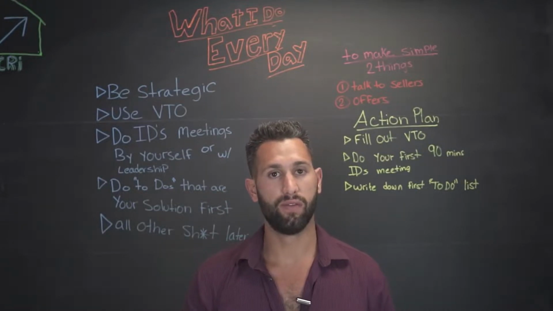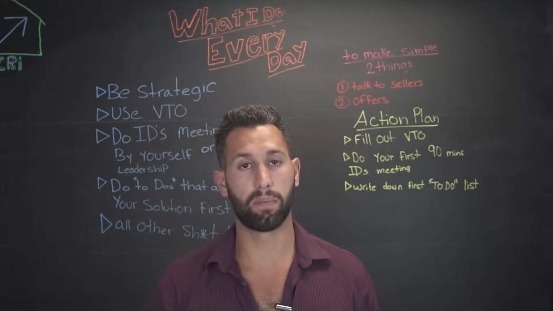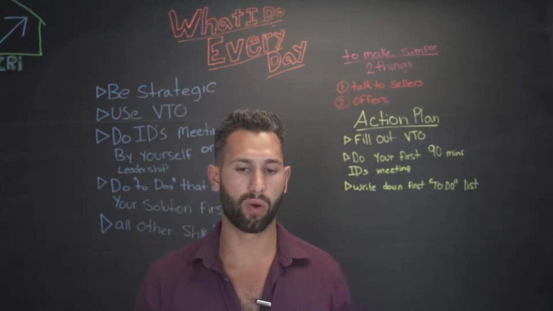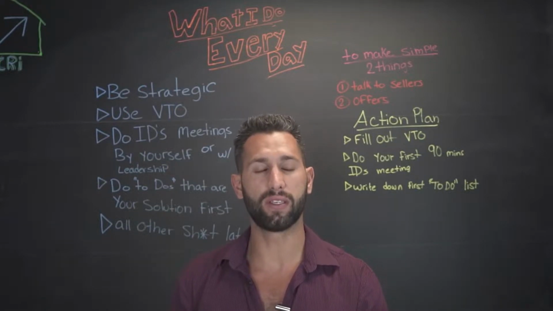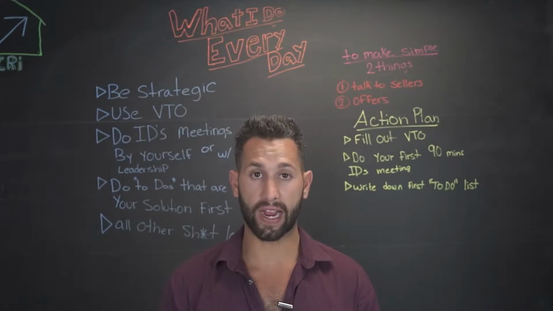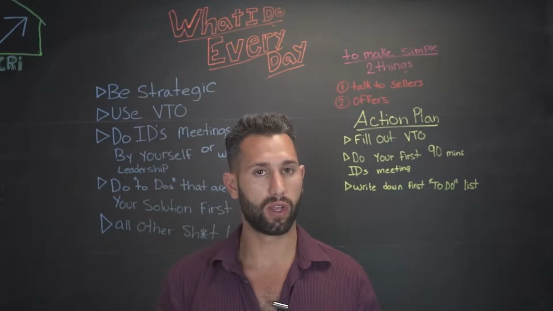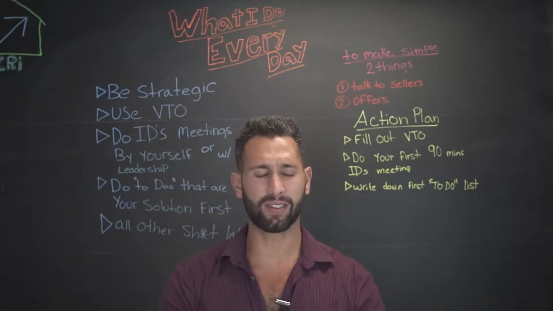What is a VTO? It's a Vision Traction Organizer. There's a book called Traction, and it talks about how to run companies in a very systematic way, what they call the EOS, Entrepreneurial Operating System. I recommend getting the book Traction by Gino Wickman, or looking them up on YouTube and watching a couple of videos to get familiar. But if you don't want to read the book yet, that's okay.